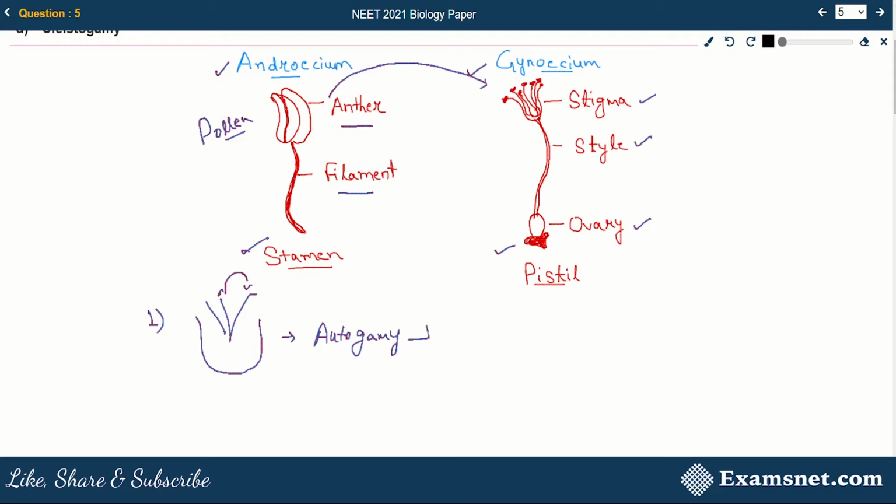Now, this can also be classified into two types depending on whether the flower is exposed or closed. If it is exposed, the process is known as chasmogamy. Whereas if it is closed, the process is known as cleistogamy. So both of them are types of autogamy, right?